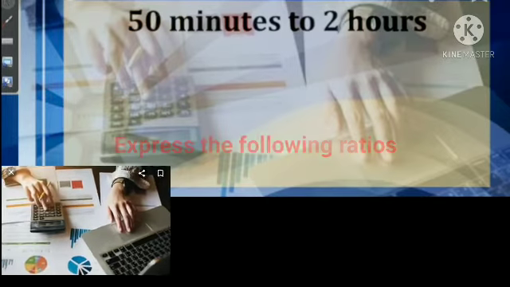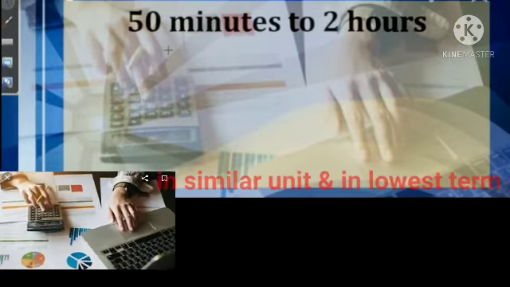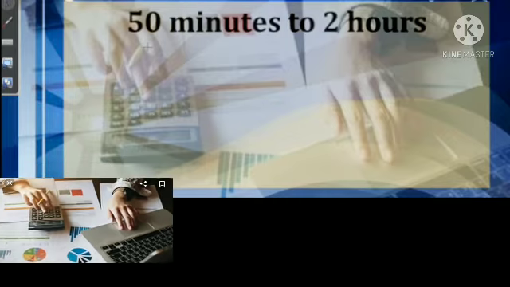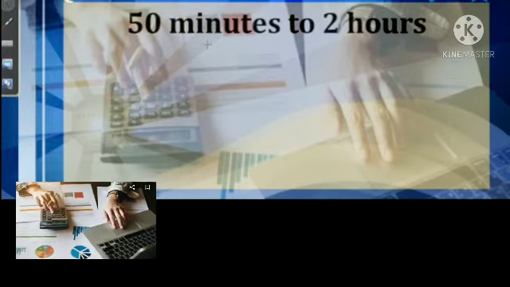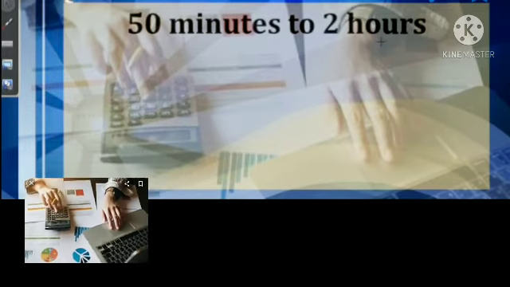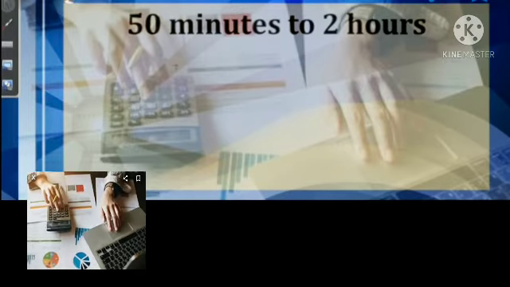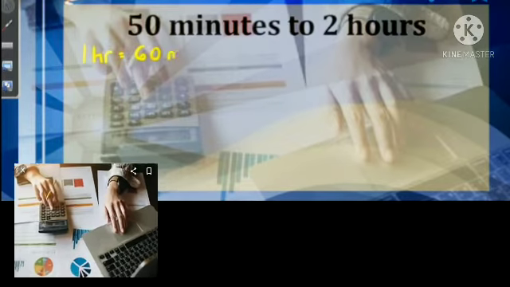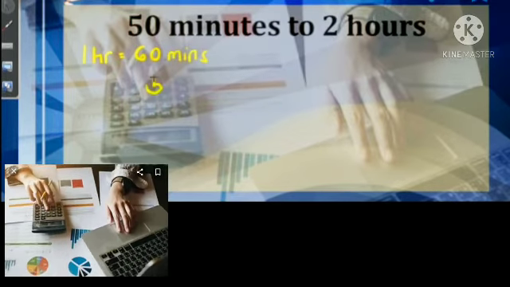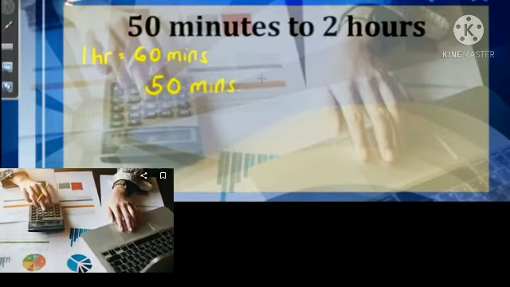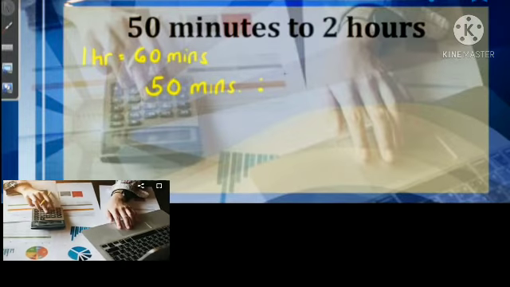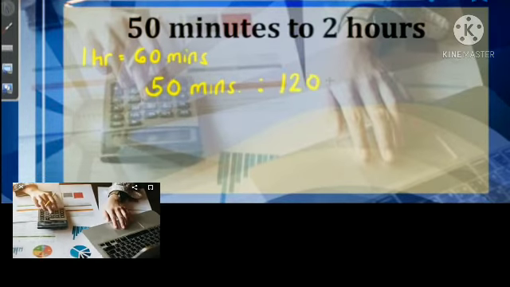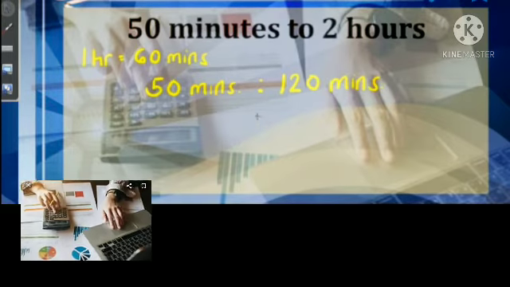Express the following ratios in similar unit and in lowest term. First given, we have 50 minutes to 2 hours. Since the 50 minutes is less than an hour, and we would like to avoid fractions in our ratio, let us convert the hours to minutes instead. As we all know, 1 hour is equivalent to 60 minutes. So here we have 50 minutes is to, let us use colon, the 2 hours in minutes, which is equivalent to 120 minutes.